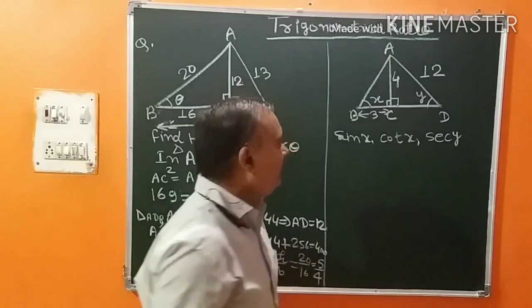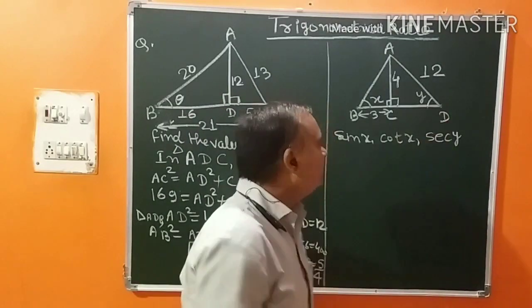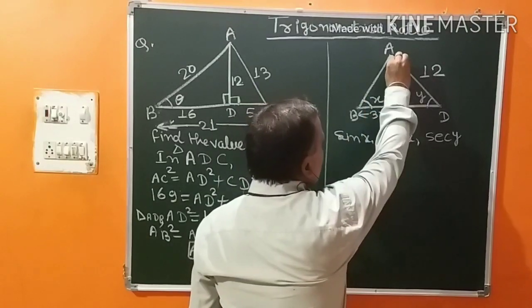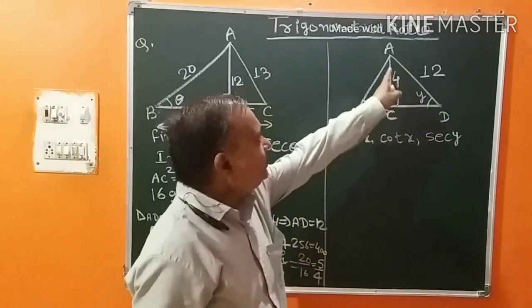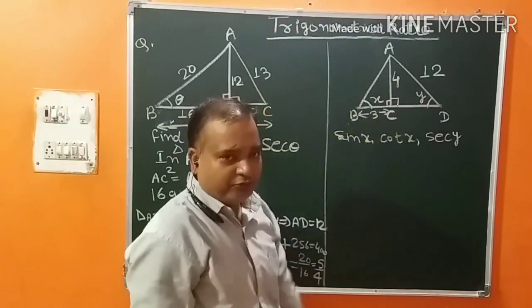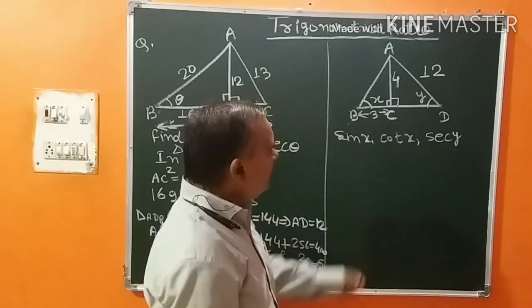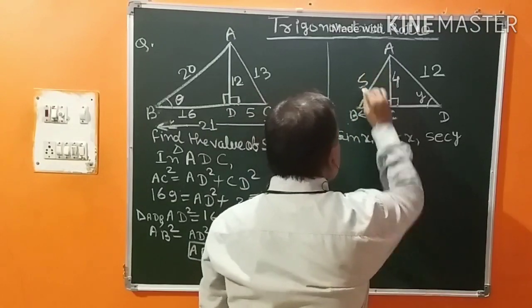Here we have to find the value of sin x, cot x, and sec y. So for angle x, I take the right angle triangle ACB. Now AC, that is the perpendicular, it is 4 unit. BC, that is the base, 3 unit. So by Pythagoras theorem, I can write AB, that will be 5.